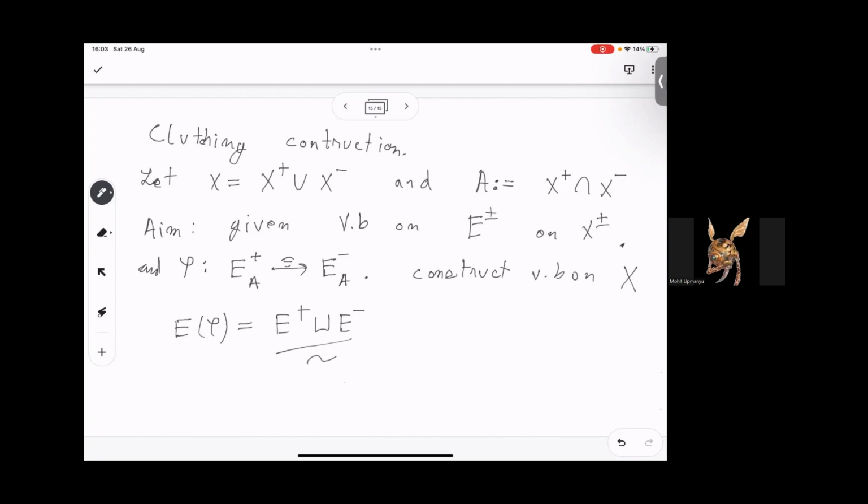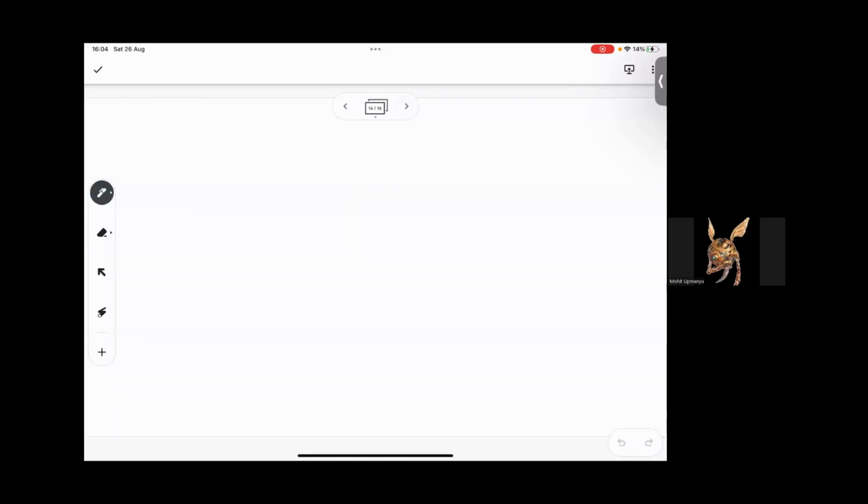Modulo the equivalence relation: V, which belongs to E plus, is related to V prime in E minus if phi of V is equal to V prime. Okay, so that's all. That's the glue. That's how we just glue them together.